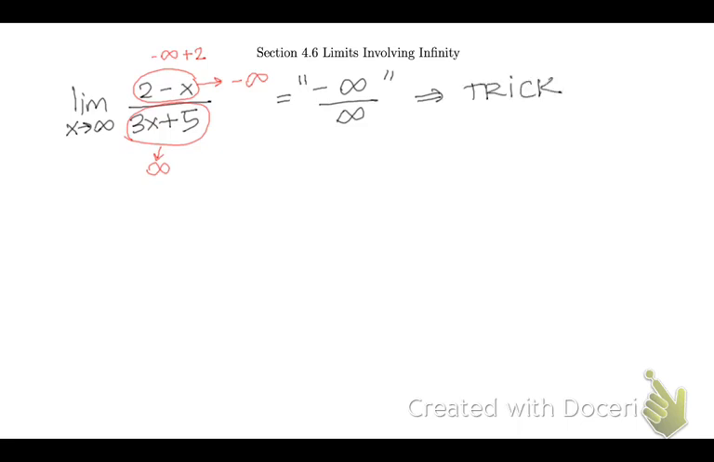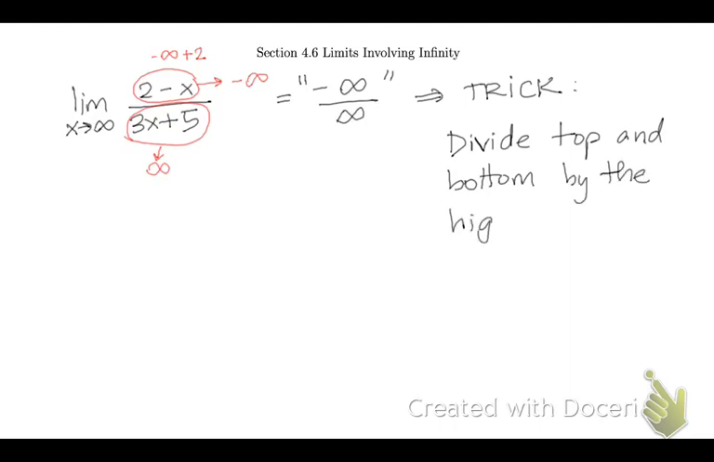Okay, and our trick for infinity over infinity, and it can be plus or minus infinity, it doesn't really matter, the same trick works. We're going to divide the top and bottom, numerator and denominator, by the highest power of x from the denominator.